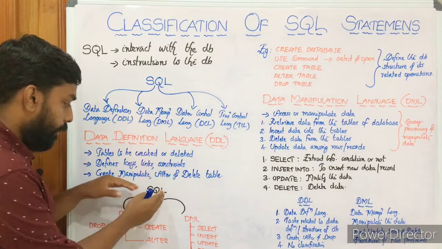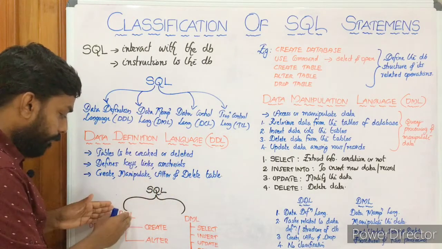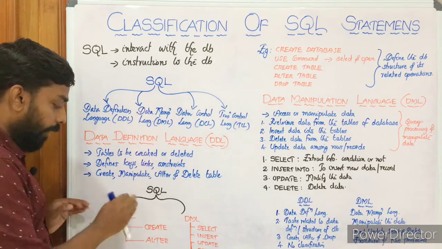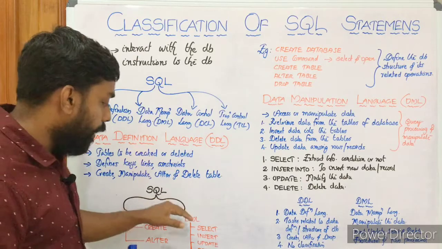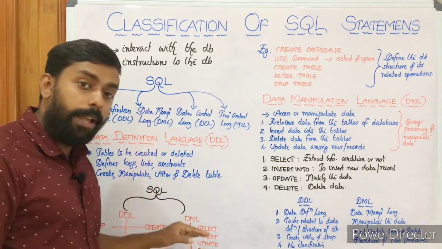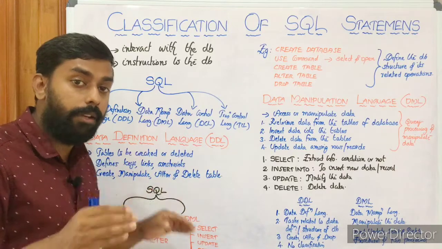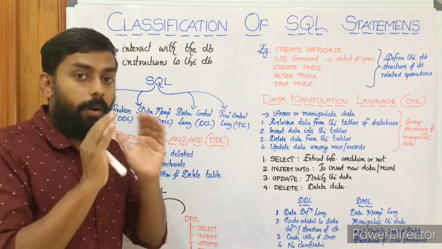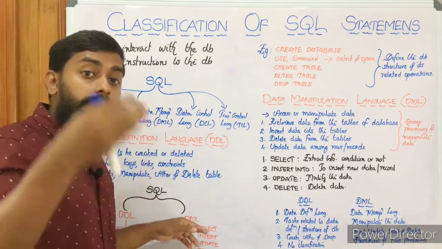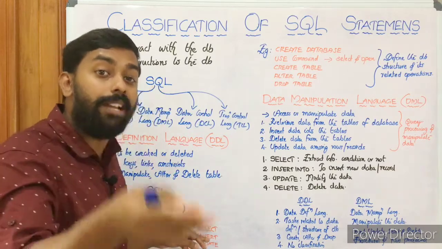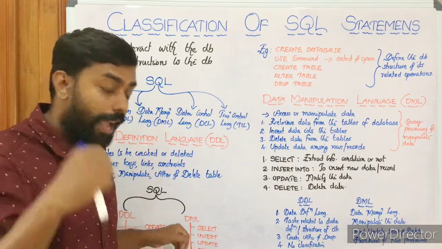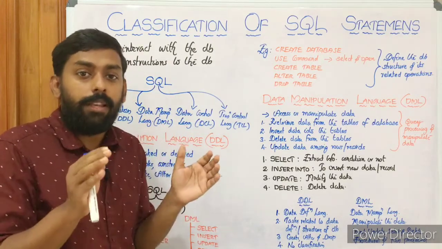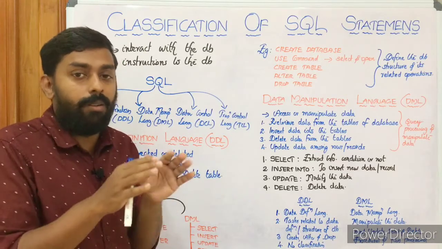Yes, so here SQL is divided into two, DDL and DML. In DDL we have three commands: create, alter and drop, CAD, okay? And in DML we have four commands: select, insert, update and delete. We know DML commands are associated with the data, not with the structure, only with the data. Select is used to retrieve the data, insert is used to insert the data, update is used to update the data, and delete is used to delete the data. All are connected with the data, not with the structure. There is no connection with the structure.